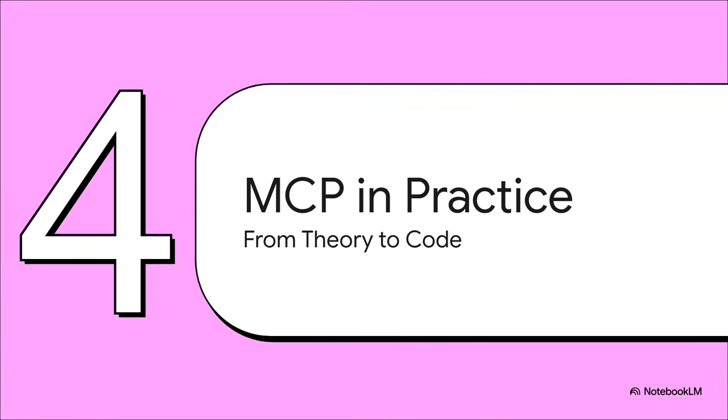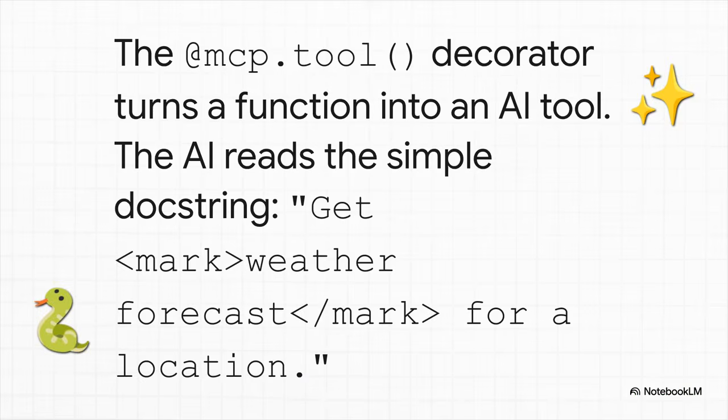Okay, that all sounds great on paper, but let's get our hands dirty. What does this look like in actual code? Let's check it out. It's way simpler than you'd probably guess. So here's a little Python snippet. To turn a regular function into a tool the AI can use, a developer just adds this one line here, this @mcp.tool thing. It's called a decorator. That's it.